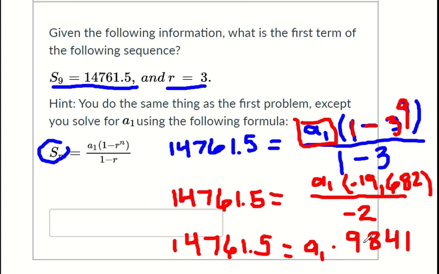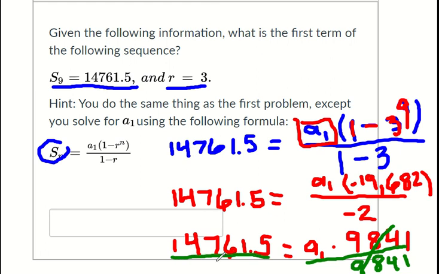And then to figure out what A1 is, think of this as like if I said 5x. To get x by itself, I would divide both sides by 5. Well, this is really just some number times A1. So this is kind of like my x here. To get that by itself, I would just divide both sides by 9,841. Because then that would cancel out, and I'd have the A1 by itself.